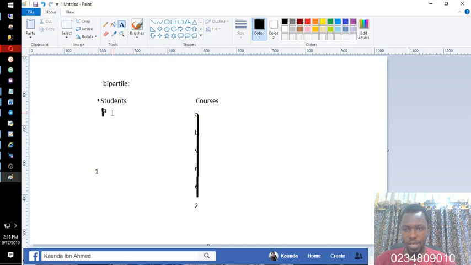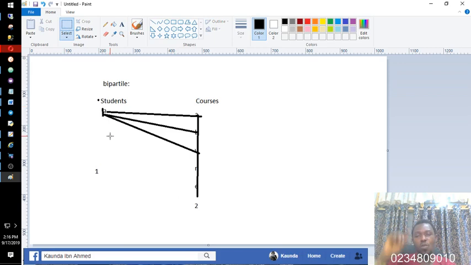It connects here, it connects here, it connects here, or just two or three or all, then it makes it a star. It's a star because there is only one vertex in one of the sets. It could turn the other way around. There could be just one course here and then many students. Then that is a star. That is all for this.